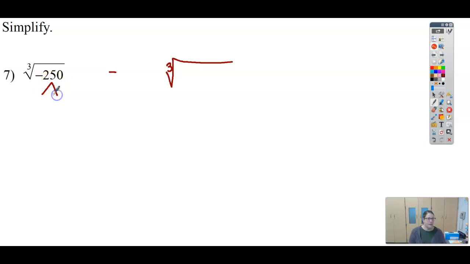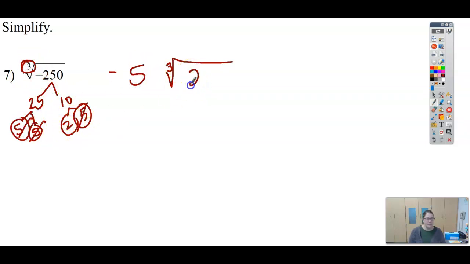Alright, so we're going to go ahead and break this down. I'm going to ignore the negative. I've already dealt with it. I'm putting it in front to remind myself it needs to be there. And 250 is 25 and 10. Excuse me, 10 is 2 times 5, and 25 is 5 times 5. So again, I need 3 copies to bring 1 out, so there's 3 5s, so I'm going to bring a 5 out here. The 2 would have to stay inside.